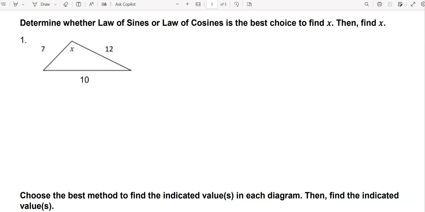What is 7? A side. And then what is 12? A side. What is 10? A side. And with side, that tells us to use law of cosines.